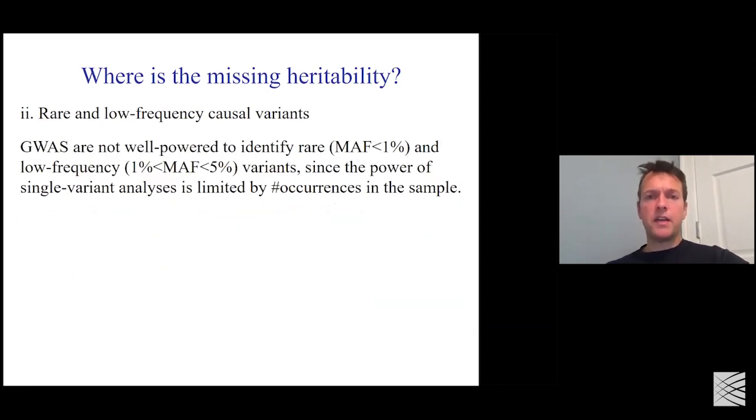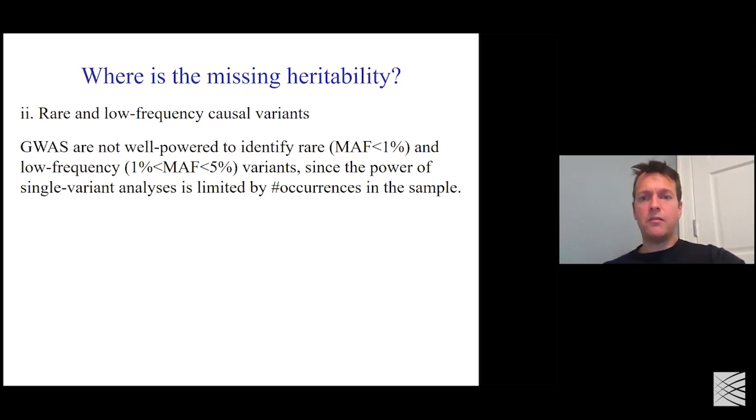So a second explanation that people have been interested in for a while is the explanation of rare and low frequency causal variants. And we know that GWAS are not well powered to identify rare and low frequency causal variants because the power scales with the allele frequency. If you have a really rare variant, it doesn't occur very often in the sample, and so you're not going to be well powered to detect it.